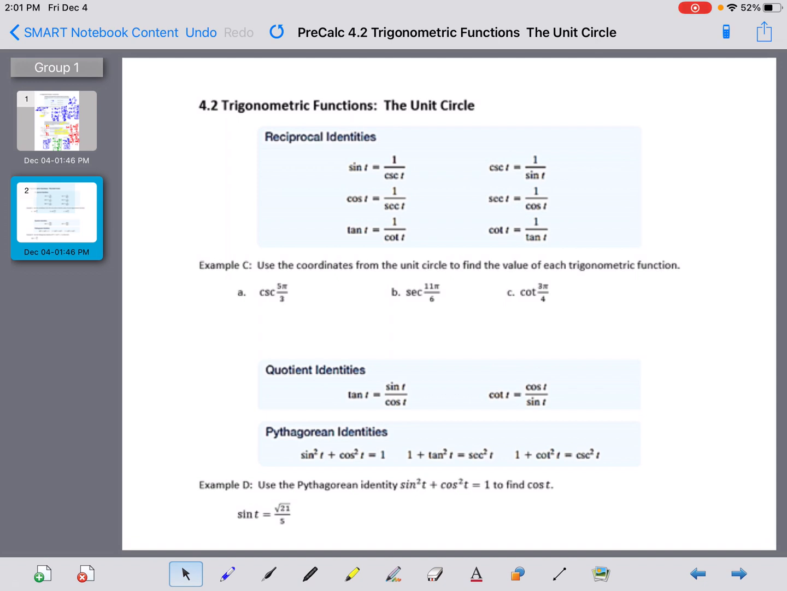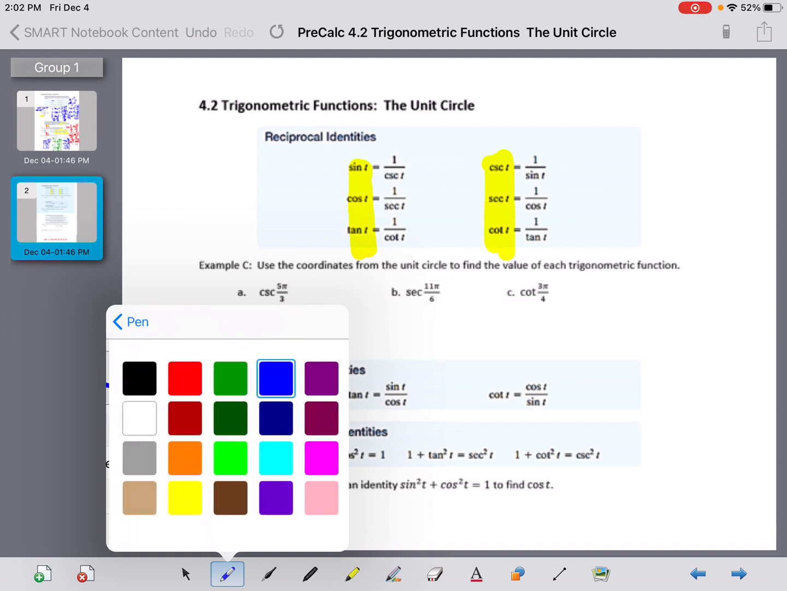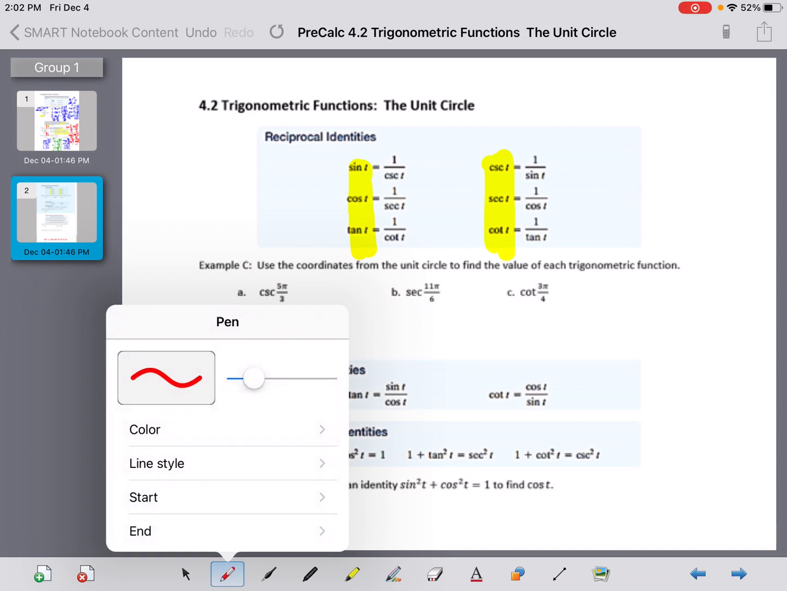Okay, I need to stress this to you, because this is sometimes confused. This little value here, the t, the angle is not the reciprocal. The value that you get from taking the sine, tangent, or cosine is what we take the reciprocal of, okay? The angle is not a reciprocal, okay? So when I see A here, and I see that it says cosecant of 5 pi over 3, I'm not flipping that and making it 3 over 5 pi. That is not what I'm taking the reciprocal of.